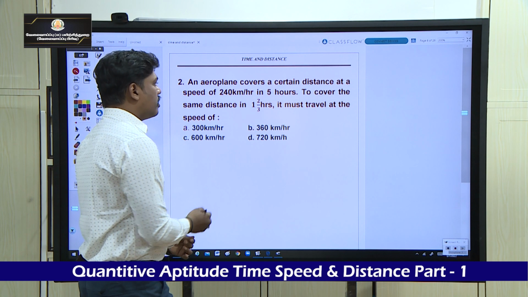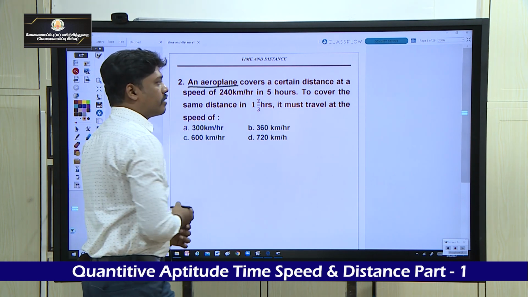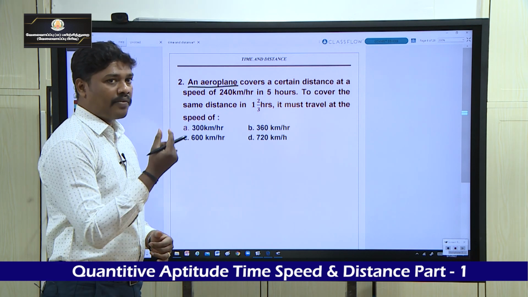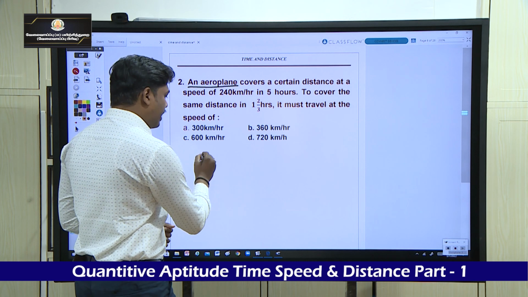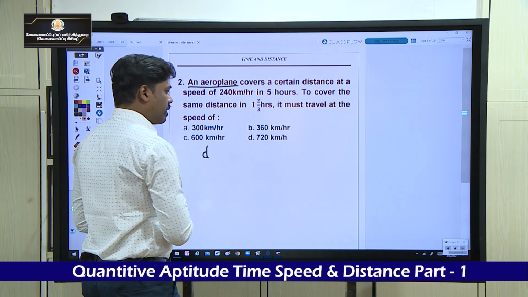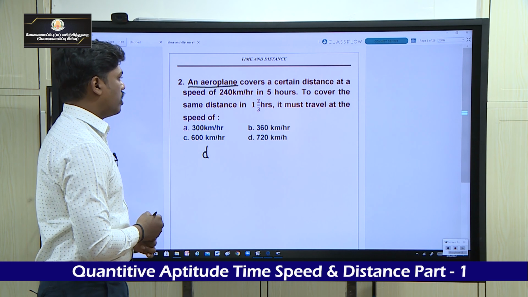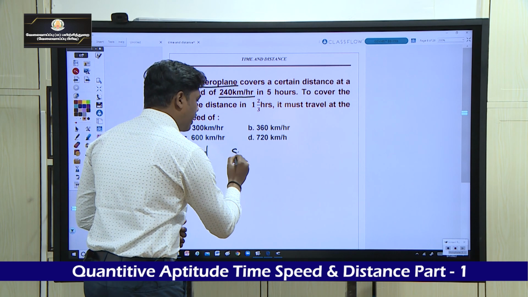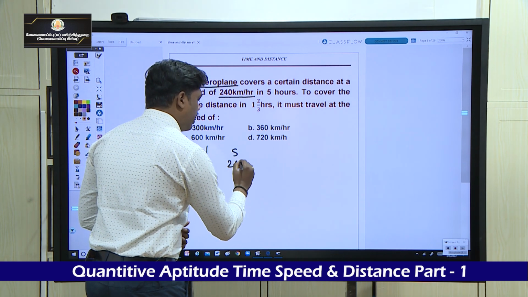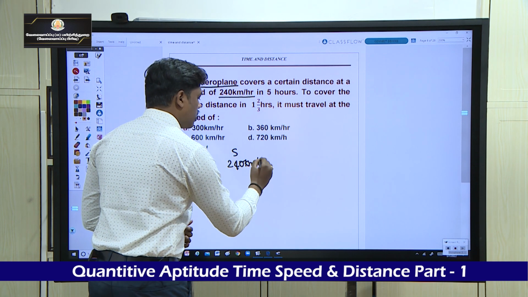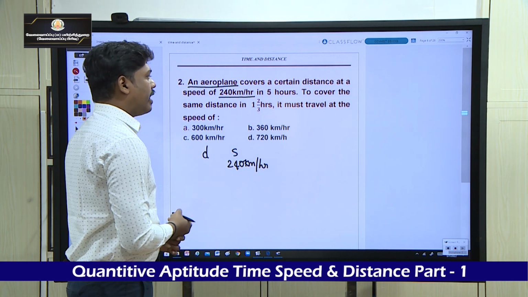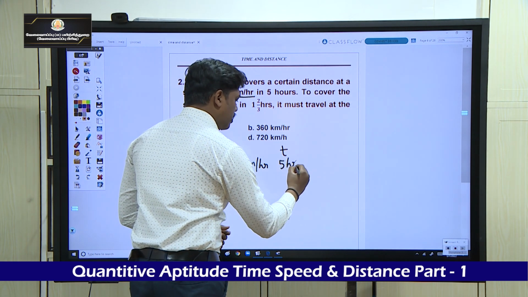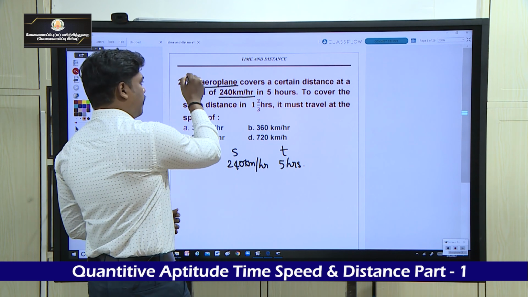So look at the second sum here. An aeroplane covers a certain distance. They have not given the distance here. So certain distance means take it as d here. Distance I am taking as d. At a speed of 240 kilometer per hour. So speed here is 240 kilometer per hour. Okay. In 5 hours. So the time is 5 hours. Okay. This is the first part here.